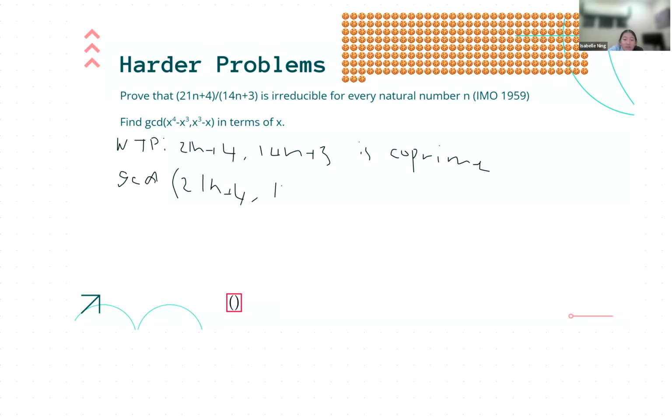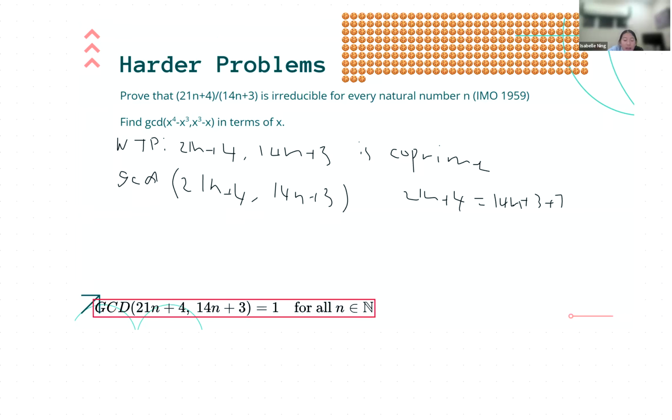Do a bit of working on the side. 21n plus 4 equals 14n plus 3 plus 7n plus 1. And then that equals the GCD of 7n plus 1 and 14n plus 3.